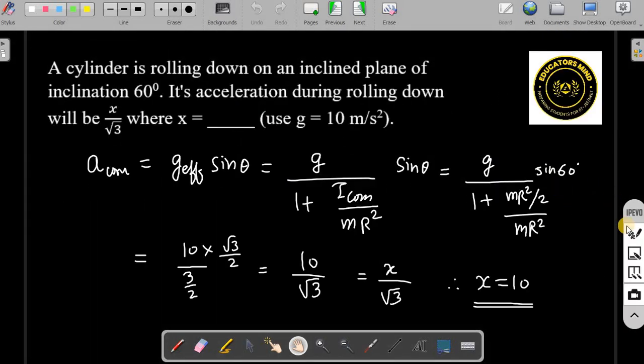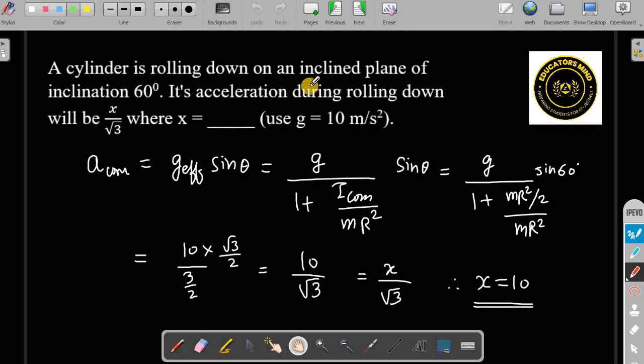Then let's go next. A cylinder is rolling down an inclined plane of inclination 60 degrees. Acceleration during rolling down, the direct formula applies. For accelerated rolling on an inclined plane, g effective sin theta, where g effective is g times 1 plus I center of mass by m r square, into sin theta. Just substitute the values: g sin 60 degrees, 1 plus.